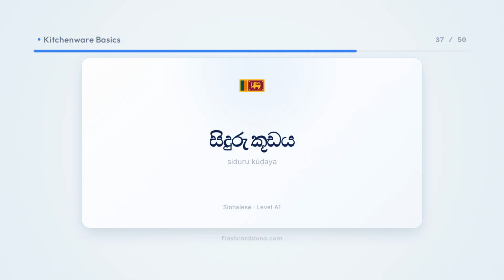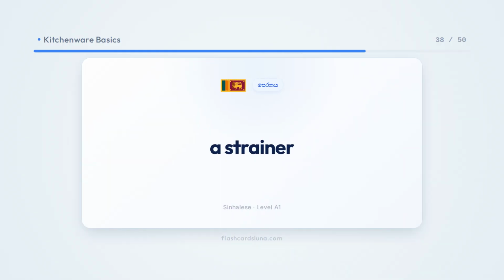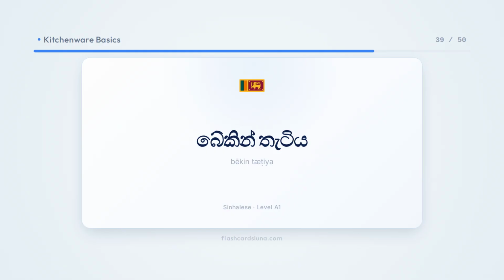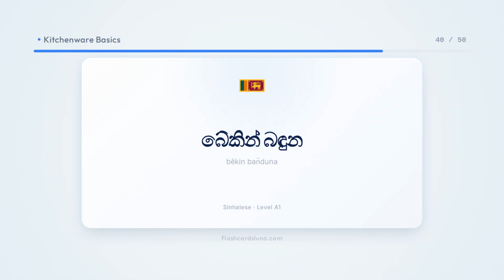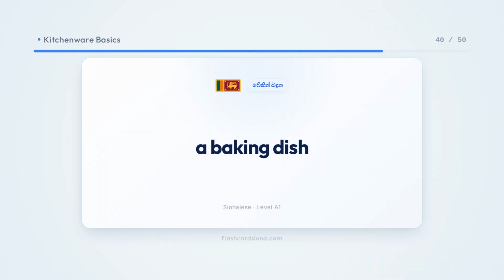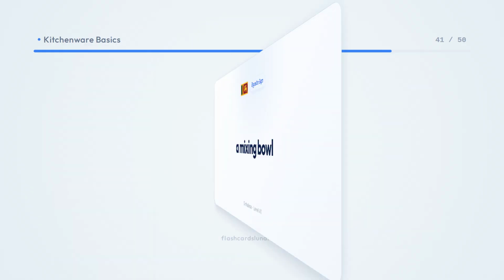Suduru kudiya, a colander. Pioneer, a strainer. Baking totoi, a baking sheet. Baking bading, a baking dish. Moshara karna bading, a mixing bowl.